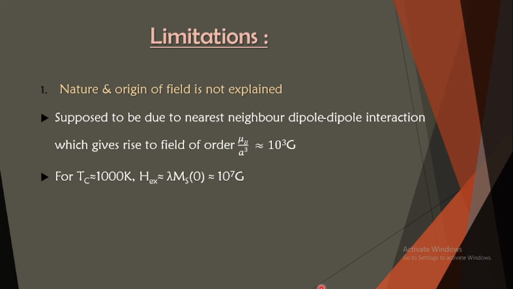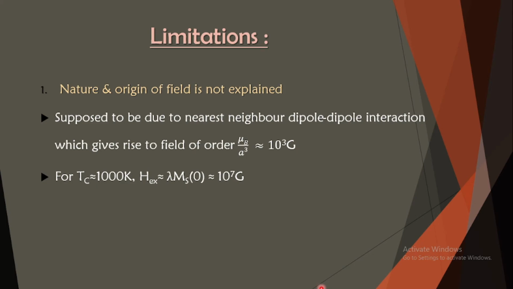which is given as lambda into M, with the maximum spontaneous magnetization occurring at 0 Kelvin. So M_s of 0, lambda we saw is of the order 10 raised to 4, and multiplying by M_s of 0, that is the maximum magnetization, if we consider it equal to 1000 based on the n, j, mu B value, then the exchange field is of the order 10 raised to 7 Gauss. So the difference between 10 raised to 3 and 10 raised to 7 Gauss is huge.